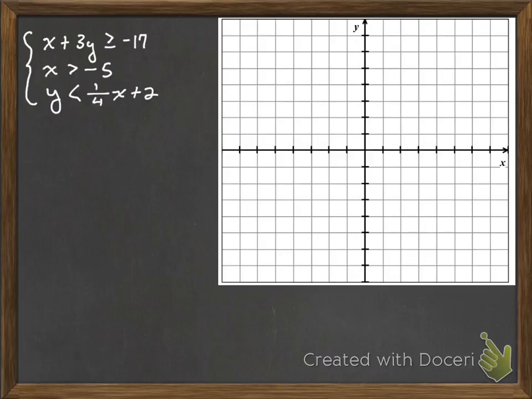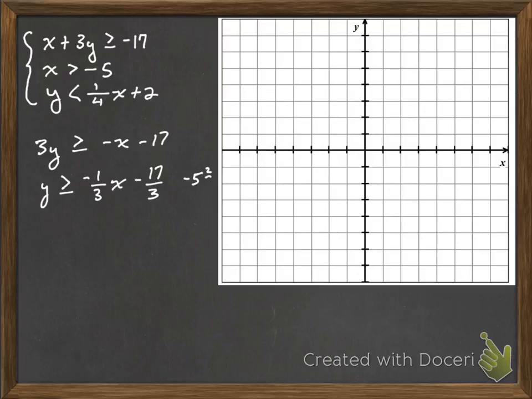All right, this is going to be a system with 3 inequalities. And so if we take the first one, let's graph using y equals mx plus b. So solving for y will give us 3y greater than or equal to -x minus 17. And then we have to divide by 3. So that's going to give us -1/3 x minus 17/3. Now keep in mind that -17/3 is the same thing as -5 and 2/3.